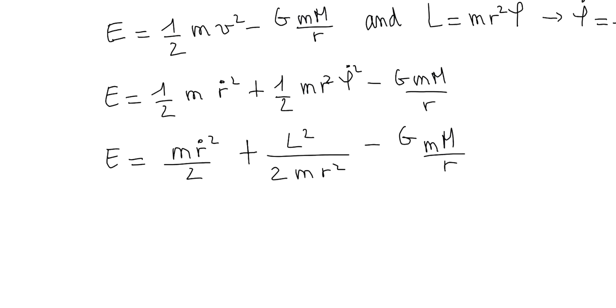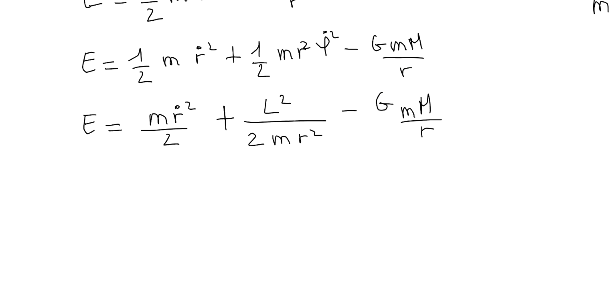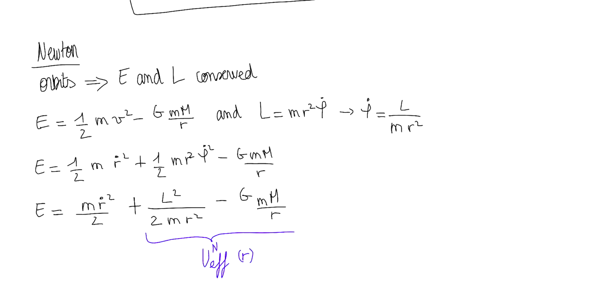All right, and this, I'm going to change color, is what we call the Newtonian effective potential, U effective. And I can put the subscript N for Newton. So we're still in Newton theory. And it's a potential as a function of r. So that's how we find the potential. And I'm going to plot it later to compare with the one we're going to find now in general relativity.